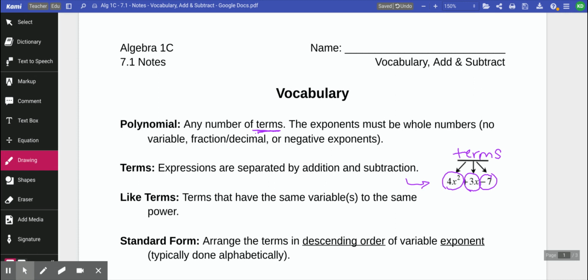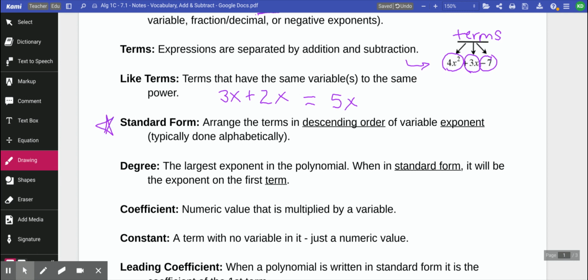Like terms are terms that have the same variable to the same power. So we've seen these before. That's things like 3x plus 2x. Those are like terms, and we know that we are able to combine like terms. That's going to be part of our simplifying process. So if I saw two like terms, I could combine them by adding the coefficients.